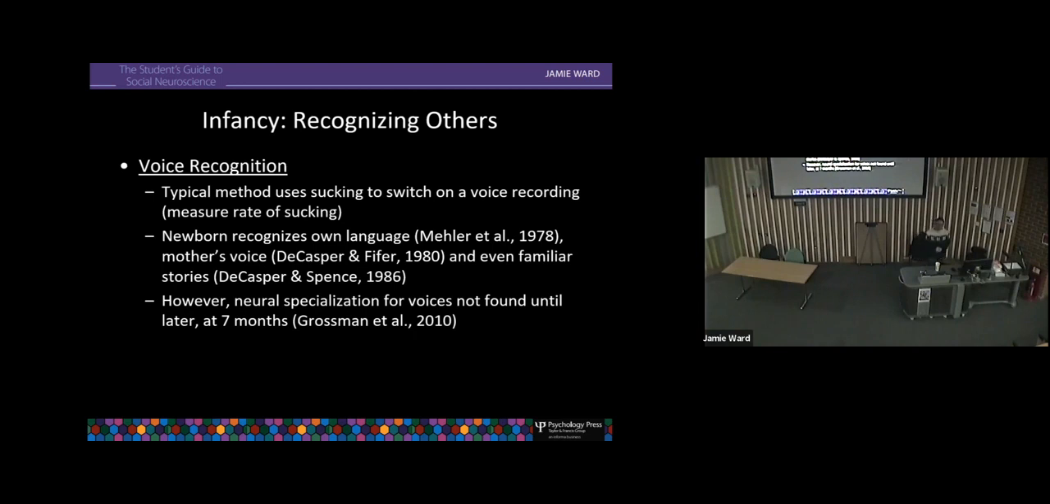And I find these a really fascinating set of studies. Basically, you can take a newborn infant and play it, in effect, a tape recording or digital recording, and the behavioral response you measure is that they will suck on a dummy in order to hear the recording. So you can play different kinds of recording and measure the sucking rate.